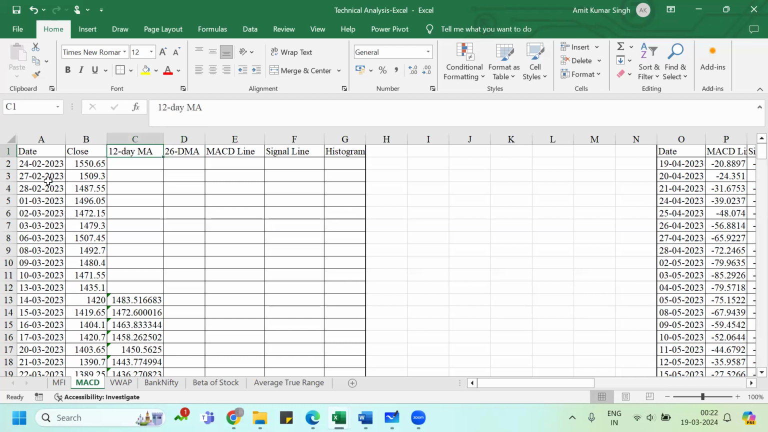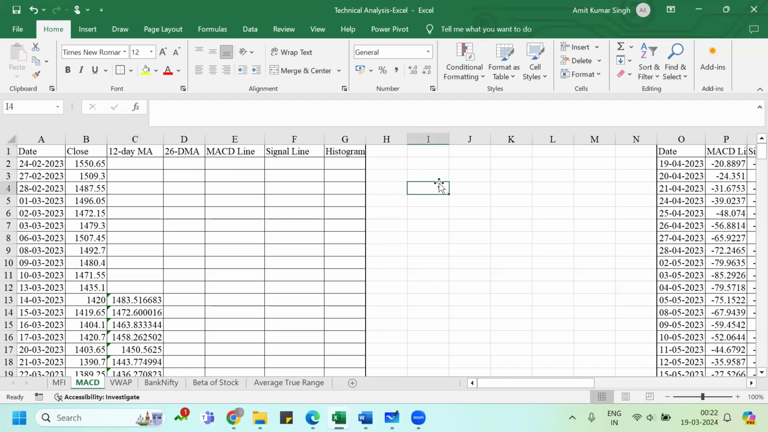For working on the 12-day moving average and 26-day moving average, I had two options. Either I could use simple moving average or I can use exponential moving average. Here, for simplicity, I have used simple moving average. Otherwise, if you want, you can even use exponential moving average also.